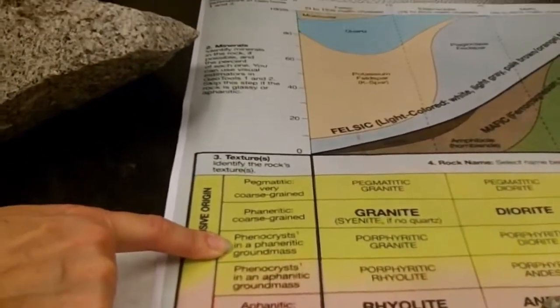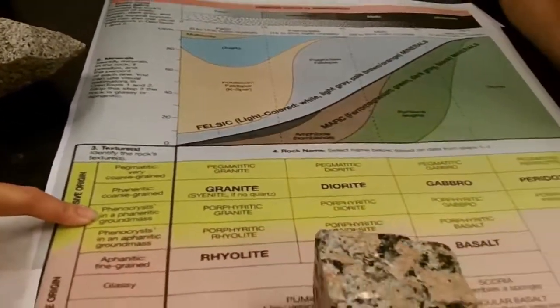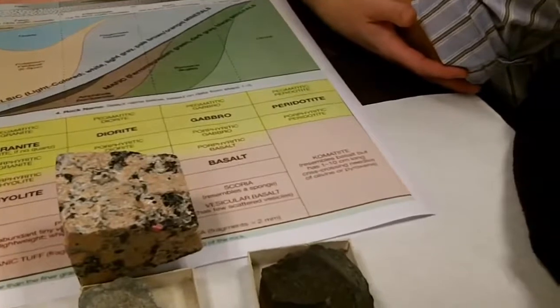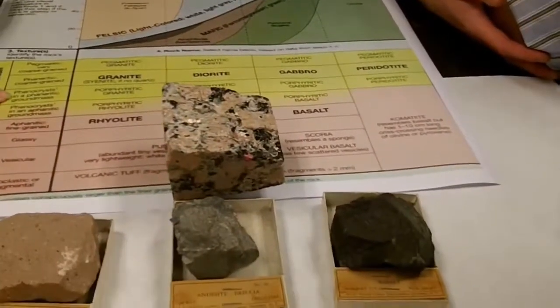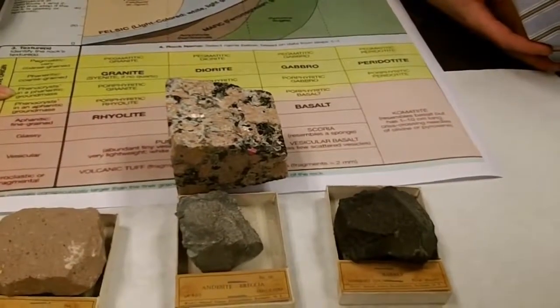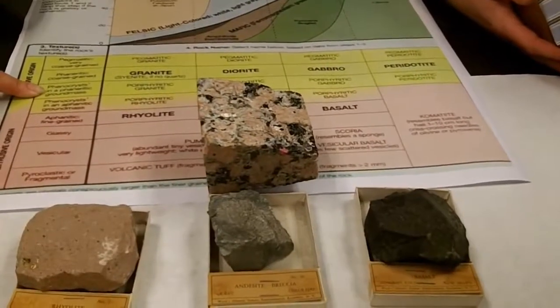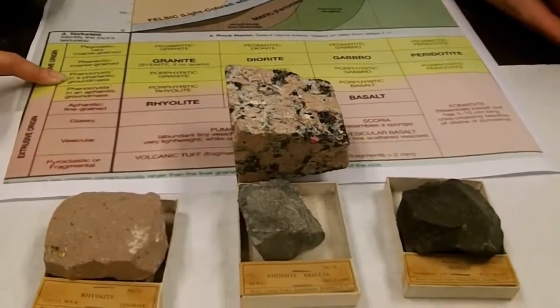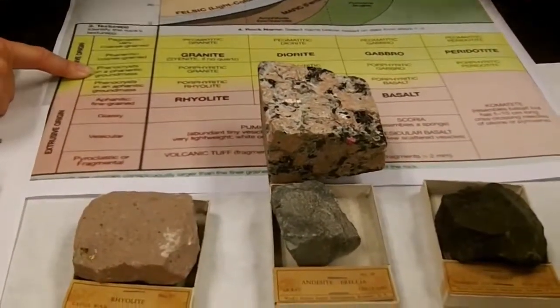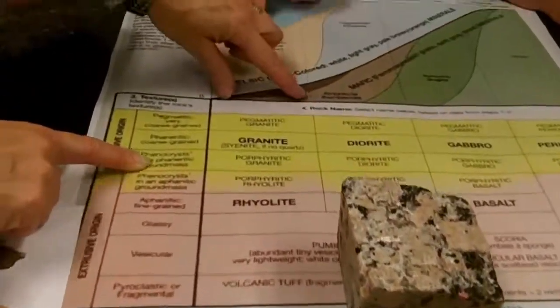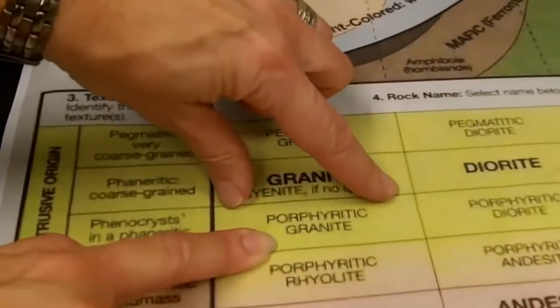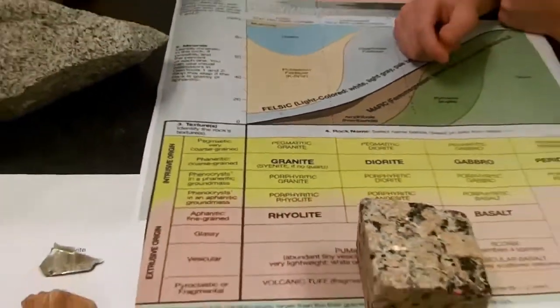And then what do we think about the minerals that are present in there? What do you see? Feldspar, quartz. Potassium feldspar. So what do you think this rock is called? We're here, right? Porphyritic granite. Porphyritic granite. Perfect. Okay, good.